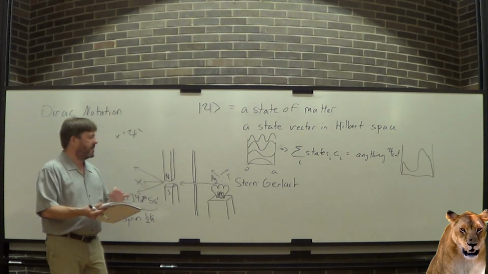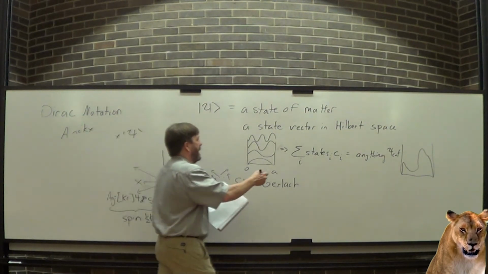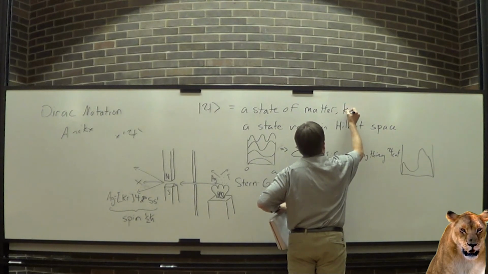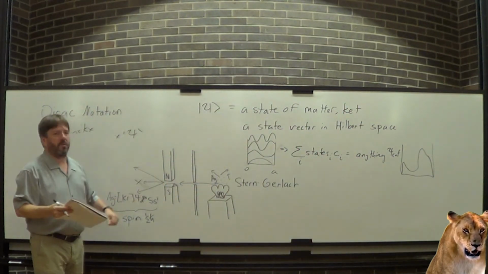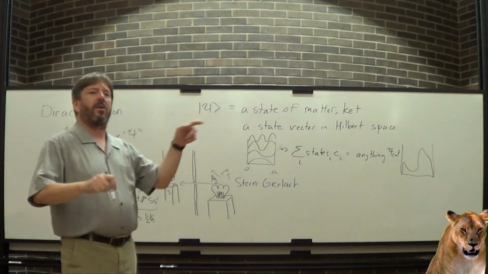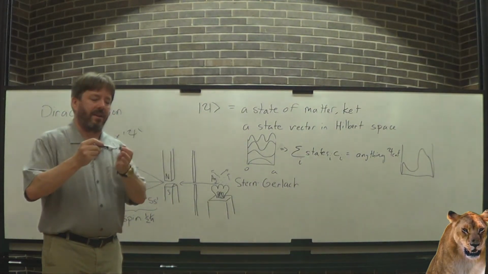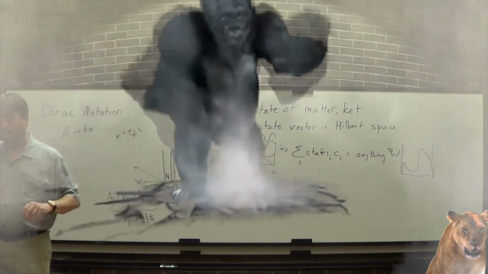So what we're going to do is start describing these with kets. This is called a ket, by the way. And we're going to learn how to analyze the kets for whether they go up or down through the magnet. And then we're going to take the magnet, which is up and down, and turn it 90 degrees and see what happens there. And then you're going to learn all this.